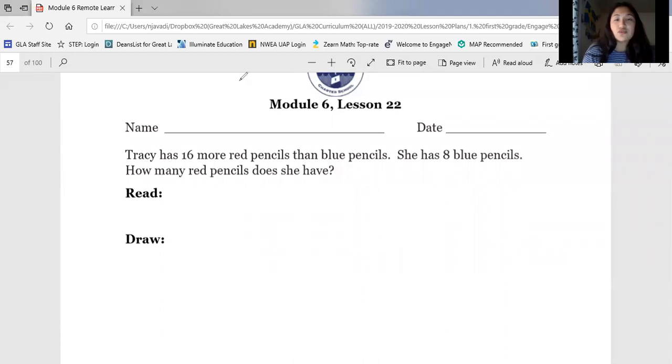Today we're looking at Module 6, Lesson 22. We're reading on 2-1-2. Tracy has 16 more red pencils than blue pencils. She has 8 blue pencils. How many red pencils does she have? Pause and solve on your own.